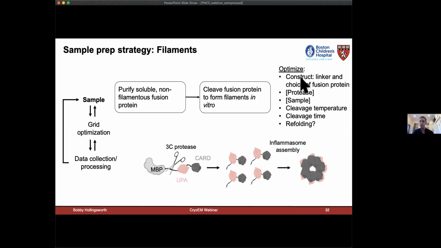And so this requires optimizing the construct itself, the choice of linker and fusion protein in order to sterically hinder the polymerization, in this case of the CARD domain. Optimizing the in vitro cleavage reaction requires optimizing things like the protease concentration, the sample concentration, temperature and time, and whether or not to refold, which is a condition some people use, refolding protein to initiate filament formation. And to achieve both complete cleavage and elongated filaments, as well as avoiding aggregation, which is a big problem with these.